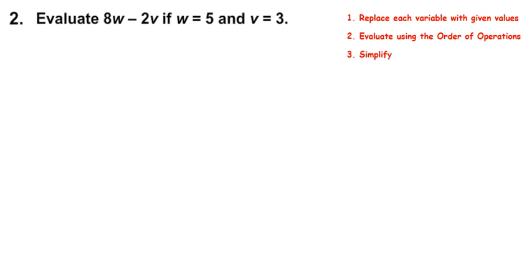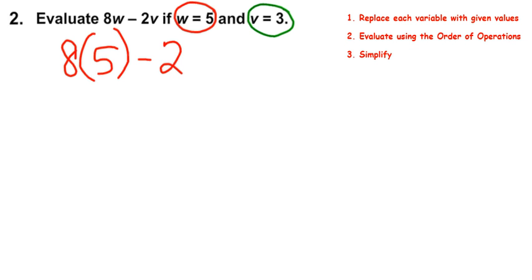Our next example is evaluate 8w minus 2v if w equals 5 and v equals 3. So here now we're going to substitute every time we see a w, we're going to put a 5, and every time we see a v, we're going to put a 3. So let's rewrite our expression by substituting. So we have 8 times w, which is 5, minus 2 times v, which equals 3.